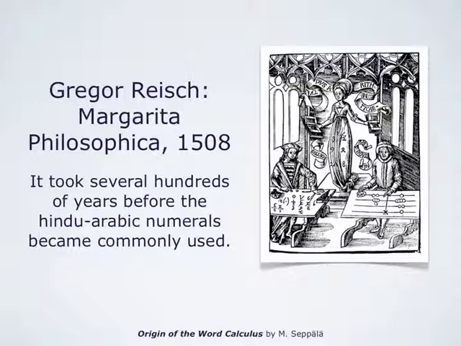So it took several hundreds of years before the Hindu-Arabic numerals became commonly used. Roman numerals are still used to indicate, for example, Super Bowl games or lists or sections in various calculus courses, calculus 1, calculus 2, calculus 3, maybe written as calculus I, calculus II, or calculus III. The Roman numerals are used also in other occasions, but for practical computations nowadays, one of course uses these Hindu-Arabic numerals, which are the numbers that everybody uses.